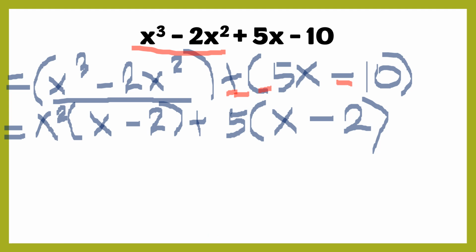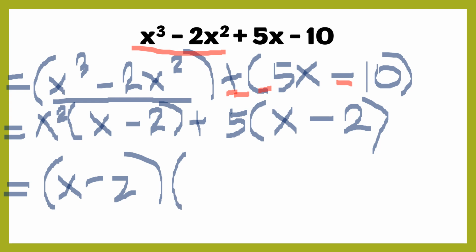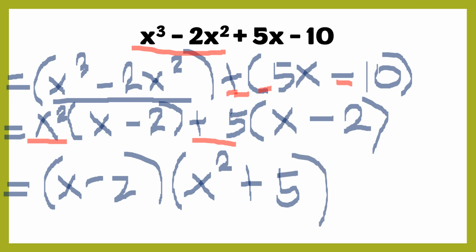Okay, so you put equals here. The common factor or the factor inside the parenthesis, we have x minus 2. Close it. Open parenthesis. Our first GCF, we have x squared. And then we have here plus 5. And then you close it. And this is our final answer. Now let's try to solve the next example.